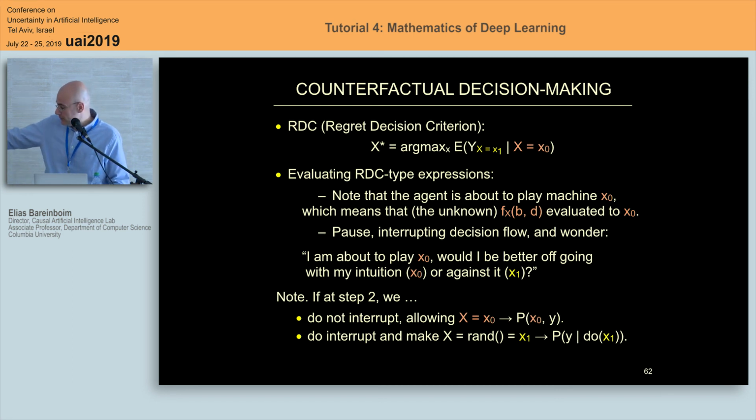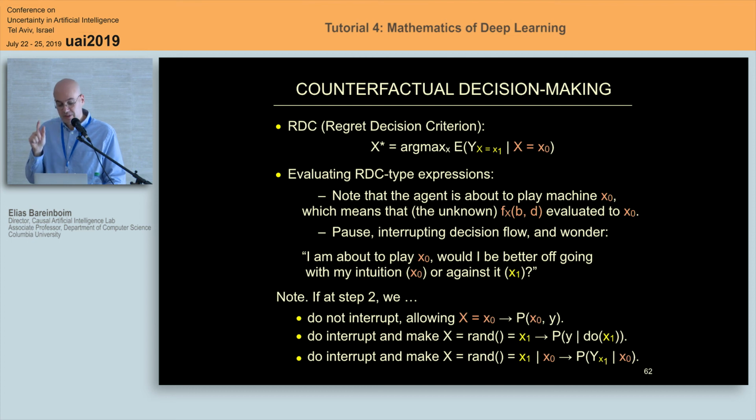If you do interrupt, you get this do(x). This is the meaning of the quantity. But if you do interrupt and make x equal to randomize, then you get x1, given that you know that you're about to do x0. This is the meaning of this counterfactual quantity, Y sub x1 given x0. That's the observation.